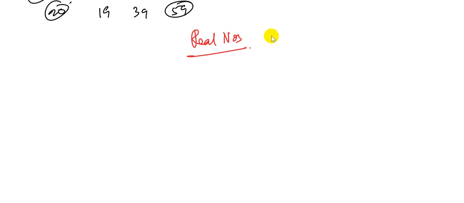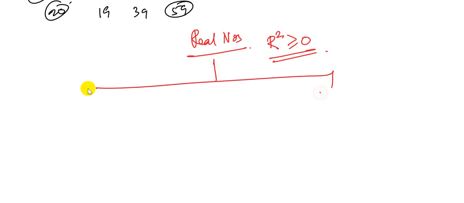So anything between minus infinity to plus infinity. No, that's not a definition of a real number. What is the definition of a real number? The definition of a real number is that the square of a real number is always greater than or equal to 0. This is the definition of a real number. Once again, a very powerful concept. Now, real numbers are divided into two types, which are rational and irrational.